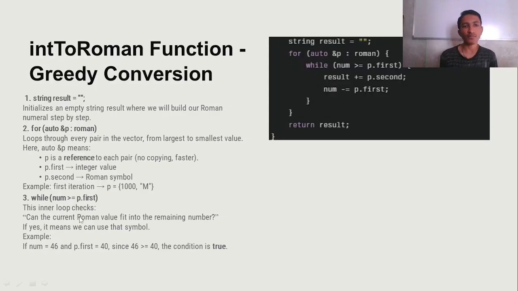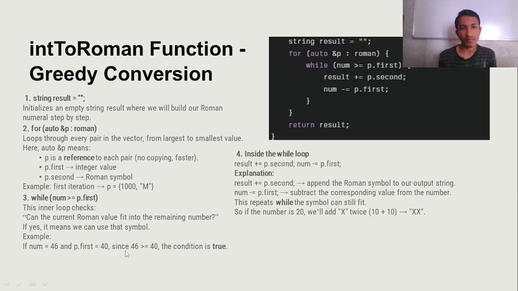This is what the while loop checks: can the current Roman value fit into the remaining number? If yes, it means we can use the symbol. For example, if the number is equal to 46 given by the user, then what is the largest value we can subtract? That is 40. So p dot first will be equal to 40, and correspondingly for 40 we have XL. 46 is greater than 40, so the condition is true, and we will subtract our p dot first, that is 40, from the number.